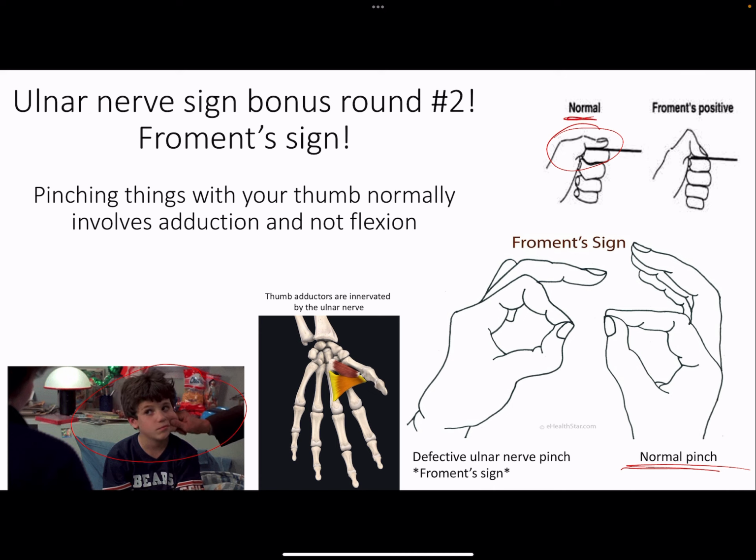But if my ulnar nerve is weakened, remember, there are a lot of random things with the ulnar nerve. It's the transverse head and the oblique head that are adducting, pulling in. What is that innervated by? The ulnar nerve. So you actually can't adduct the thumb.